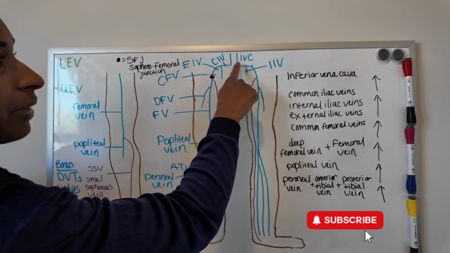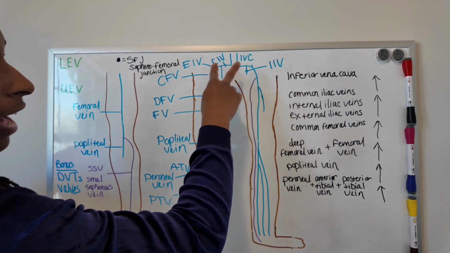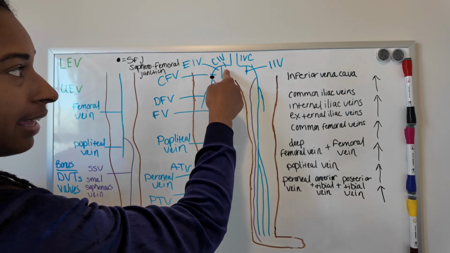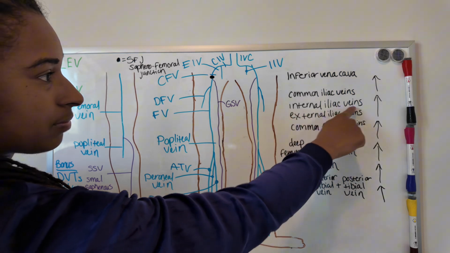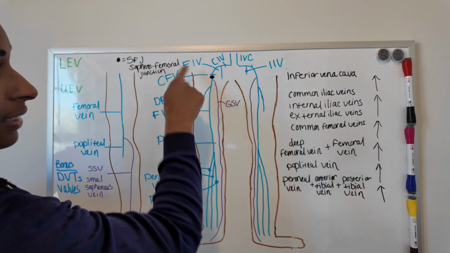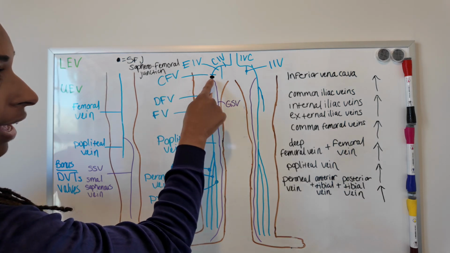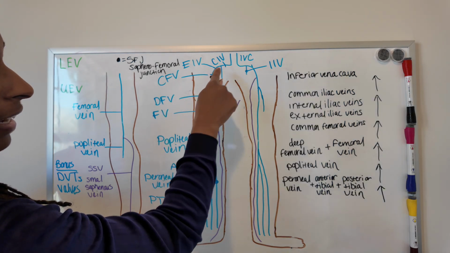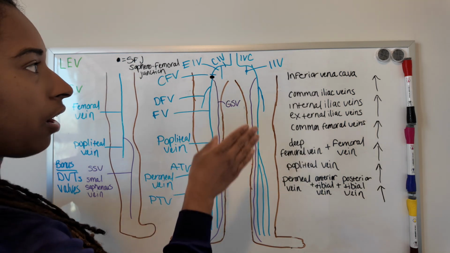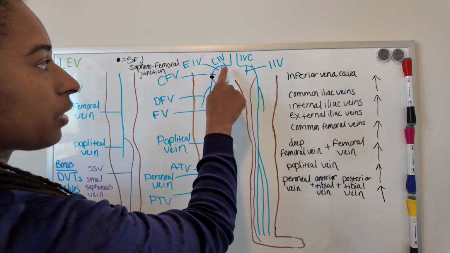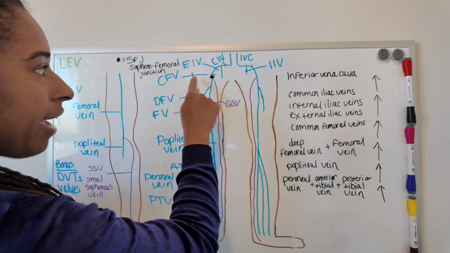Okay, so first up here we have our IVC, or our inferior vena cava, and then we have our common iliac vein. And then we have our internal iliac vein. And then we have our external iliac vein, our common femoral vein. Okay, and there's a lot going on right here. That's okay. Don't let it confuse you. Just know where you are at every time. So common iliac vein, then you have your internal, then you have your external, then you have your common.